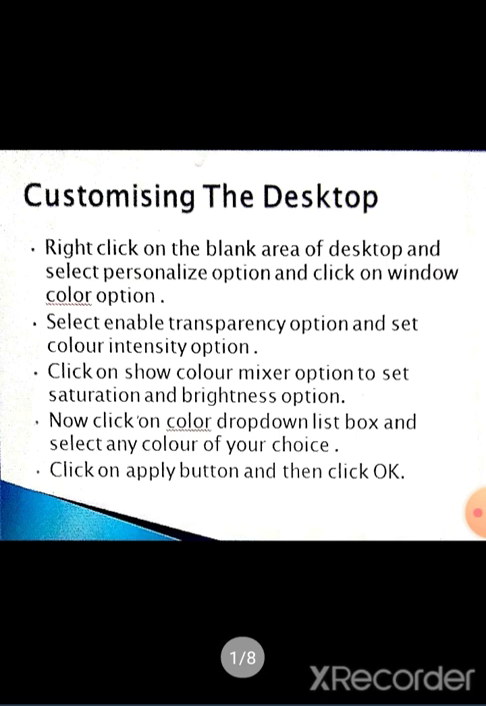Suppose if you increase the brightness of the blue color, it becomes dark blue, and the whole window, that is your taskbar, start menu and the border become dark blue. And if you decrease the intensity of the blue color, it becomes light blue. This is called color intensity. Then after, click on the show color mixer option to set the saturation and brightness option. You can also play with the color.